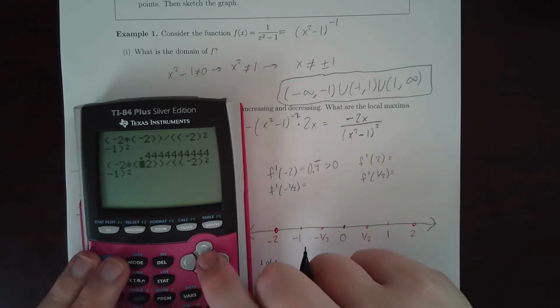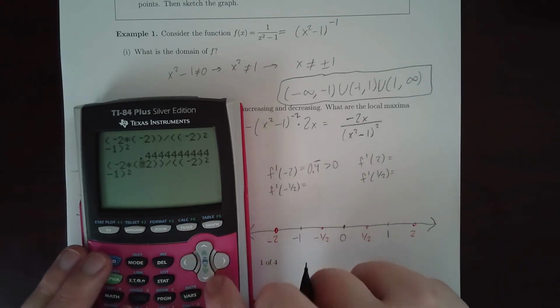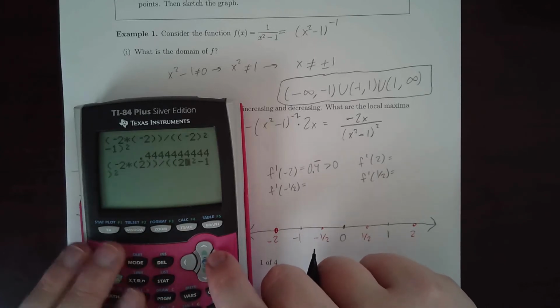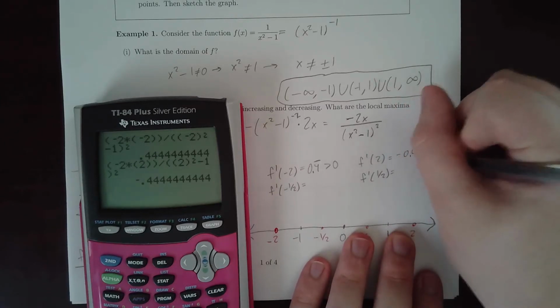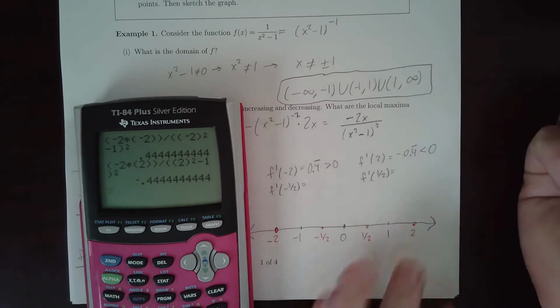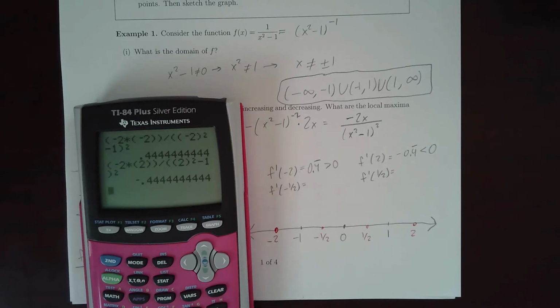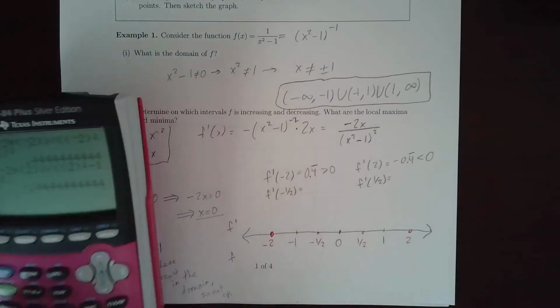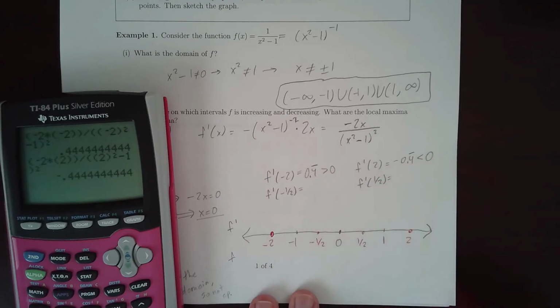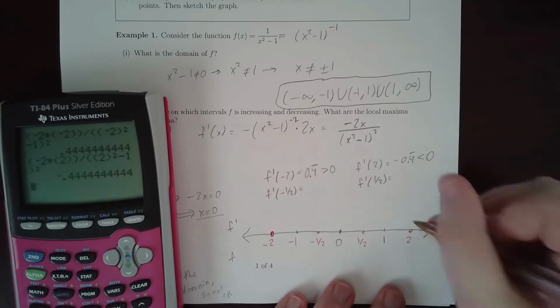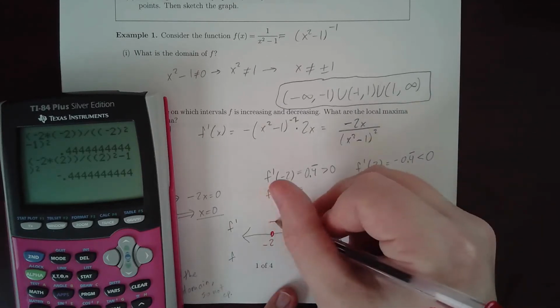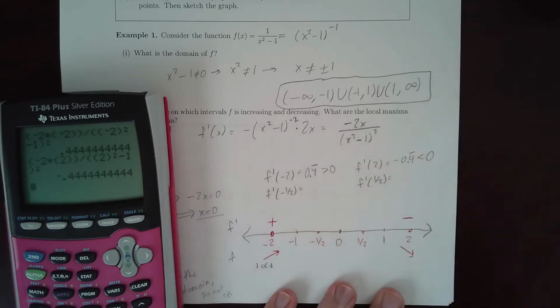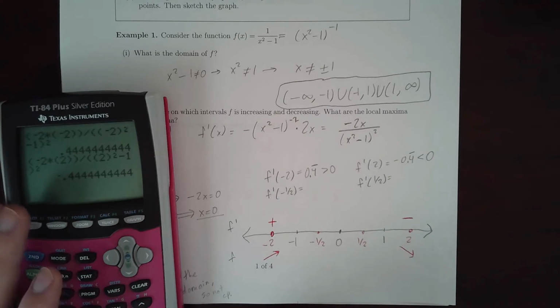If we plug in a positive 2 into our function, we'll get a negative 0.4 repeating, which is negative. So far what we know is that we've got a negative value when we are greater than 2. So this will be negative, which means our function's going down. And over here, when we're around negative 2, our function's actually increasing. So that's something for us to keep in mind.